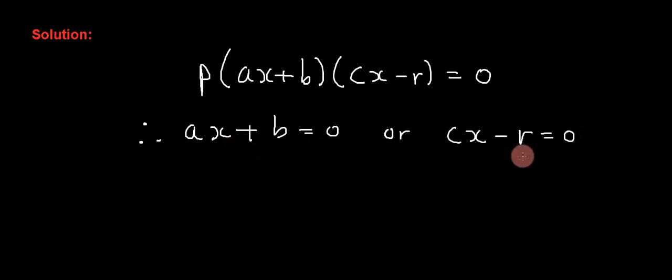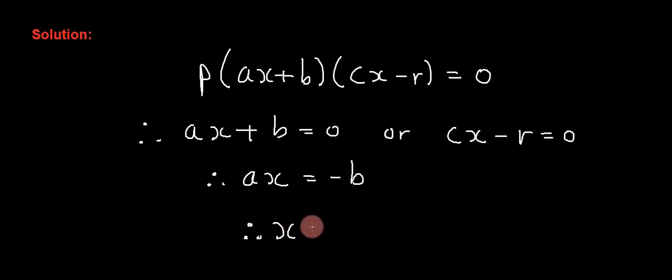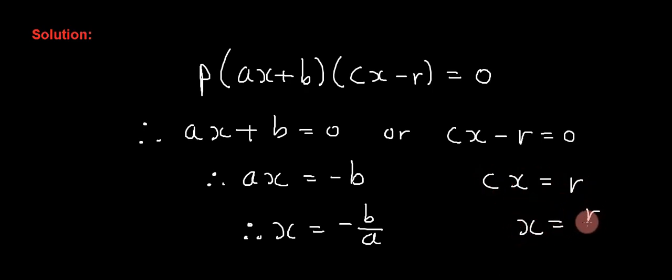Now we solve for x in each of these equations. Here we can take the b to the right-hand side. Since a isn't equal to 0, we can divide a into the right-hand side. So that means that x is equal to negative b over a. Here we can make x the subject as well. So we can take the negative r to the right-hand side. And then we can divide c into the right-hand side. So x equals negative b over a, or x is r over c.